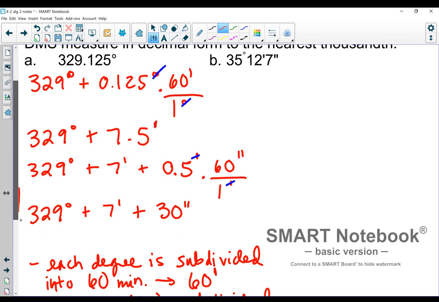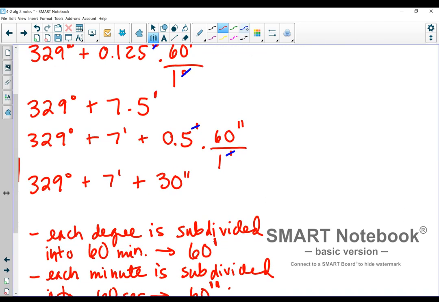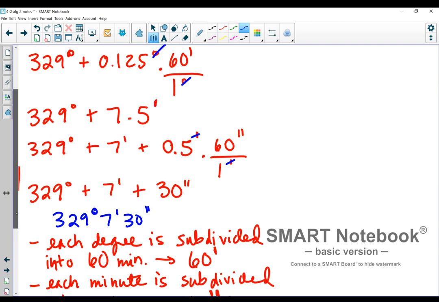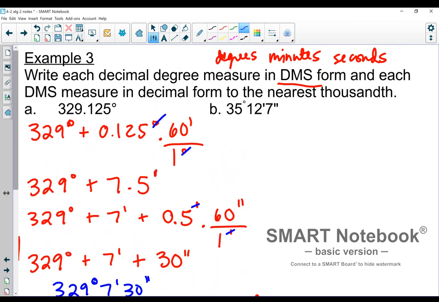And then to write that, maybe we'll do our final answer in blue here: 329 degrees, 7 minutes, 30 seconds. So again, this is just in our quest basically to not have decimals. By taking anything that's a decimal and further dividing degrees, further dividing those minutes, it lets us just not have any decimals at all. So we just have lots of fractions, which math people like.